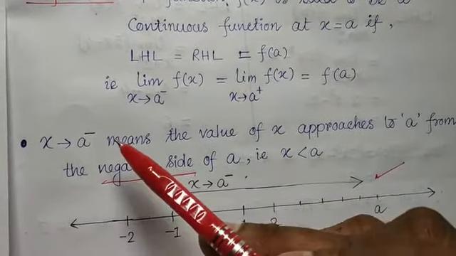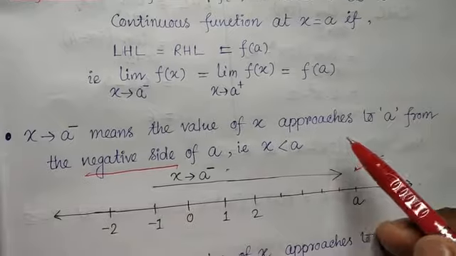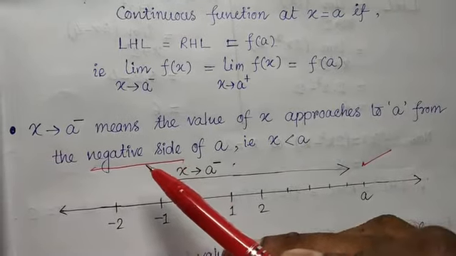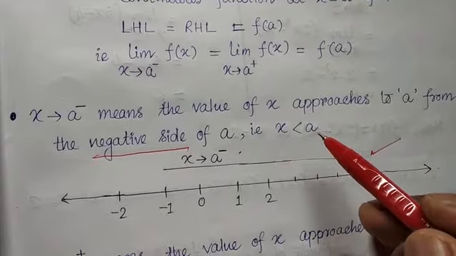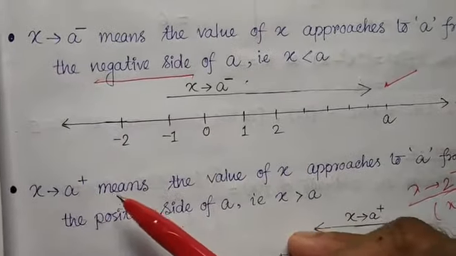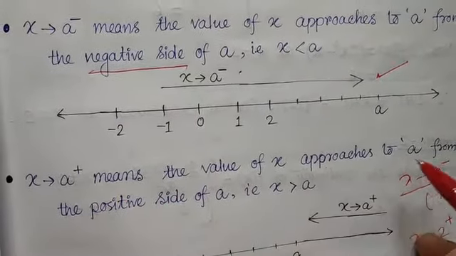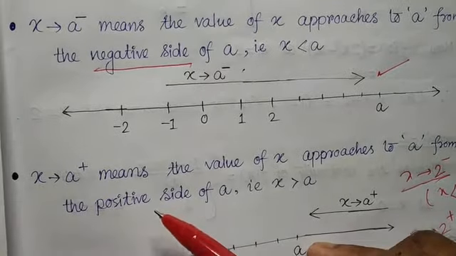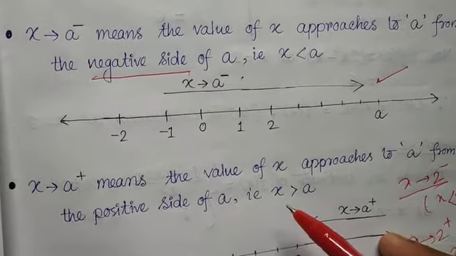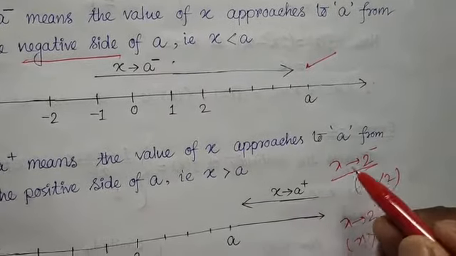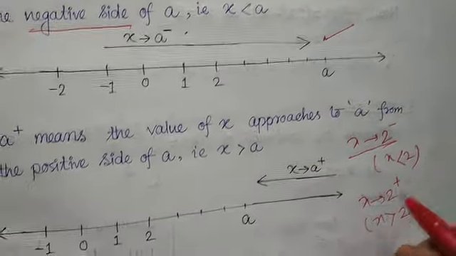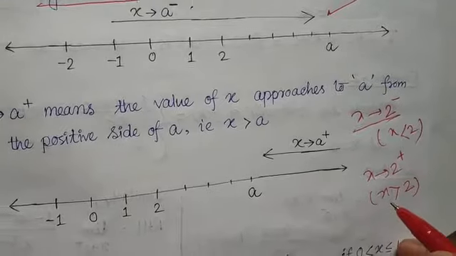Now x tends to a minus means the values of x approach a from the left hand side, or from the negative side of a. That means indirectly it is given x less than a. x tends to a plus means the values of x approach a from the positive side, or from the right side of a. That means indirectly it is given x greater than a. For example, x tends to 2 minus means x less than 2. x tends to 2 plus means x greater than 2.